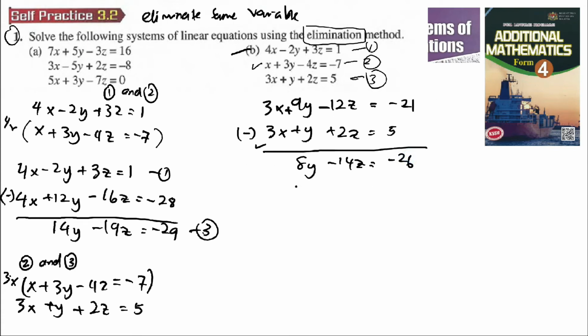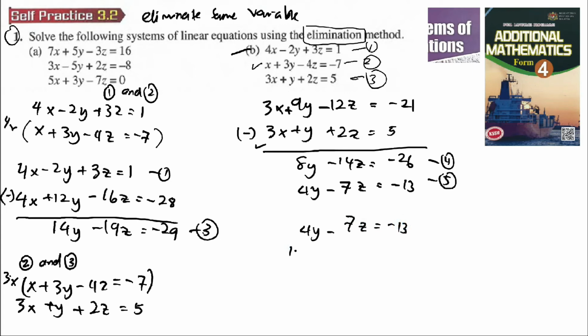So you can make this smaller. Divide by 2, you get 4y minus 7z is equal to negative 26 divided by 2, you get negative 13. So this one is equation 4, this one is 5. So you see here you have two variables here and you have two variables here. So if you use these two equations, then you will get two variables only. So here you have 4y minus 7z is equal to negative 13.